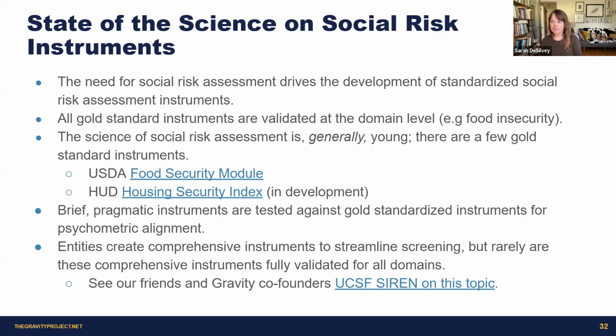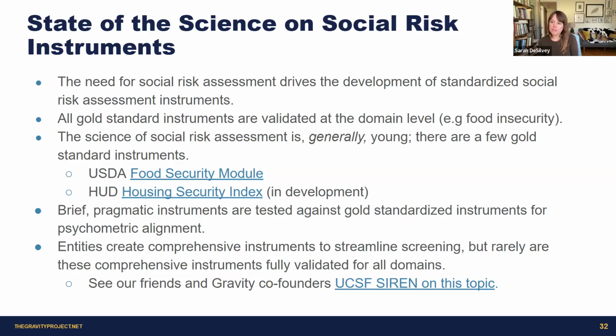HUD just put out its housing insecurity instrument as part of its many-year cognitive testing. It has concepts of housing instability and inadequate housing both in there, but it's all broken down by subconcept. In general, the science of social risk assessment is pretty young, so there's not a ton of gold standard instruments out there in the ecosystem yet, and so this limits the ability to fully validate instruments and analyze them.